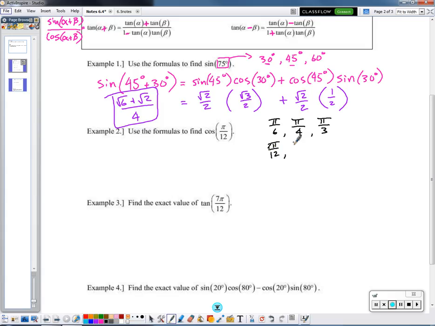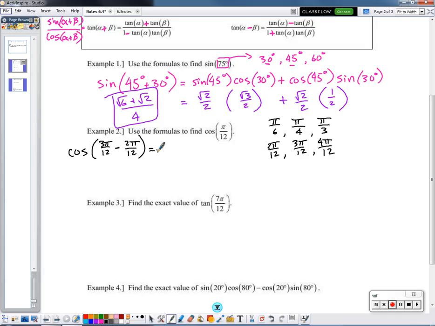This would be like 3 pi over 12, and this would be like 4 pi over 12. By just changing the denominator, I can easily find a combination of these three angles, or two of the angles, that would give me pi over 12. Rather than a sum, here I'm going to use a difference. So I'm going to look for the cosine of the difference of 3 pi over 12 minus 2 pi over 12. And that gives me just a single pi over 12.